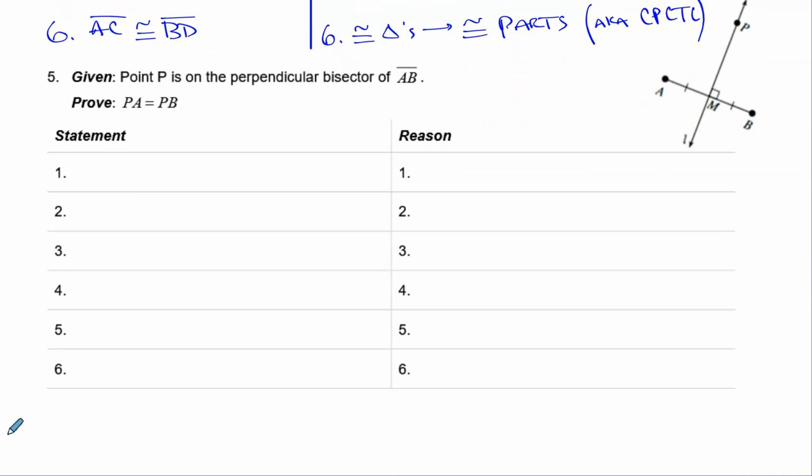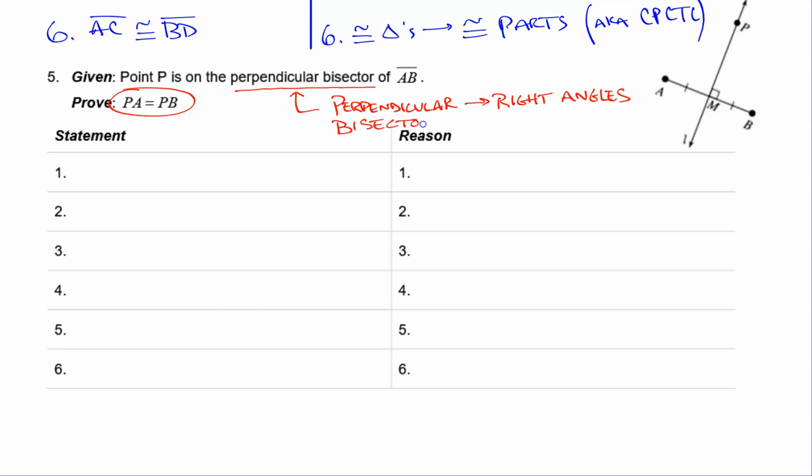It says given point P is on the perpendicular bisector. Oh boy, there's a big word right there, perpendicular bisector. Given that point P is on the perpendicular bisector of segment AB, we have to prove that length PA equals length PB. The perpendicular bisector is one of my favorite things in geometry because you get two pieces of information for the price of one. We know that perpendicular means that things intersect at right angles, and we know that bisector means that a segment is cut in half, cut into two congruent pieces.